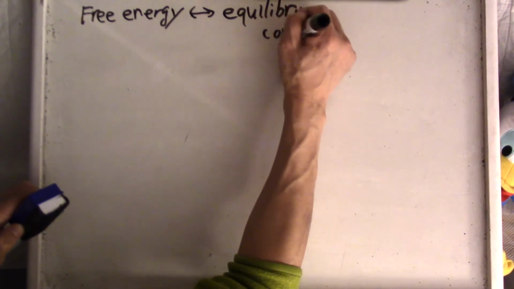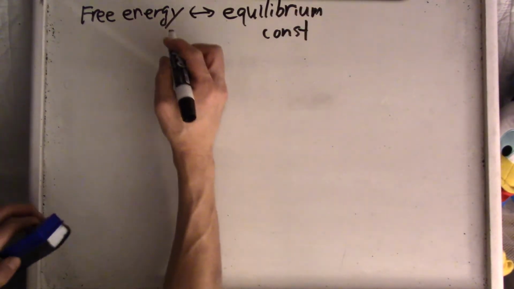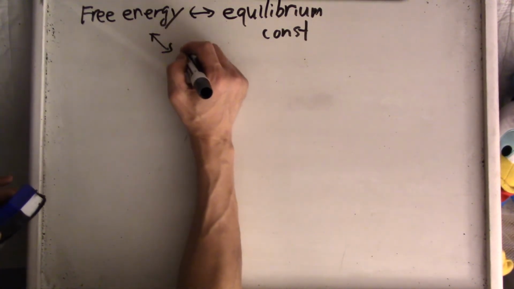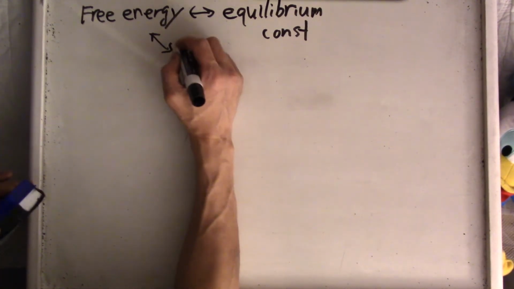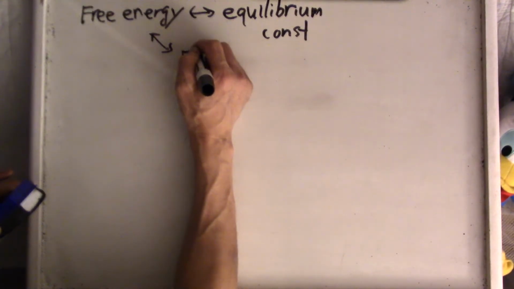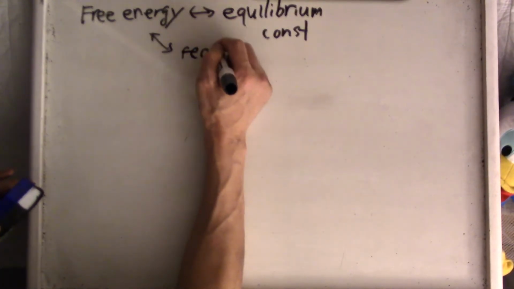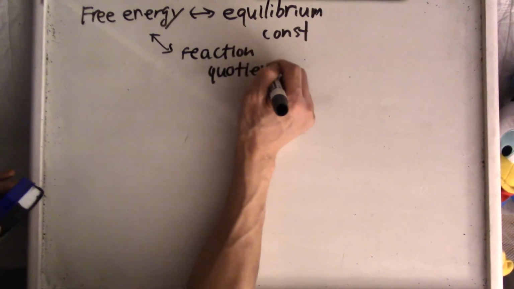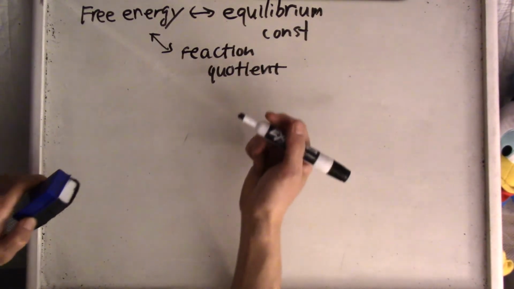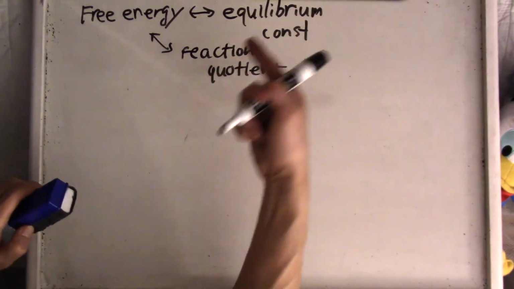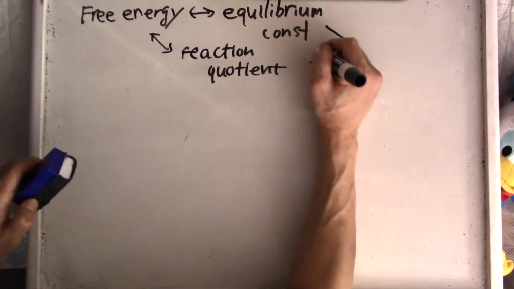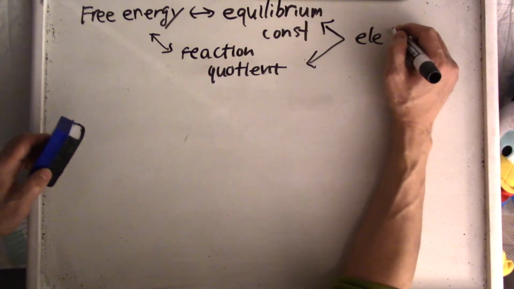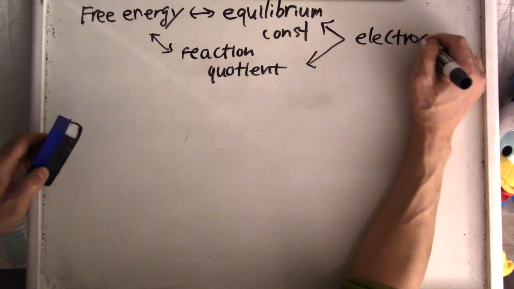Equilibrium constant, kind of cool, right? And then free energy also is dictated by what species are in the reaction. So it's related to the reaction quotient, right? And then equilibrium constant and reaction quotient are also related to electromotive force or electrochemical potential.